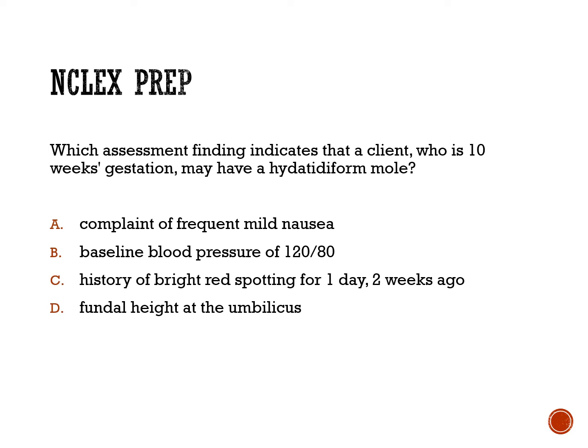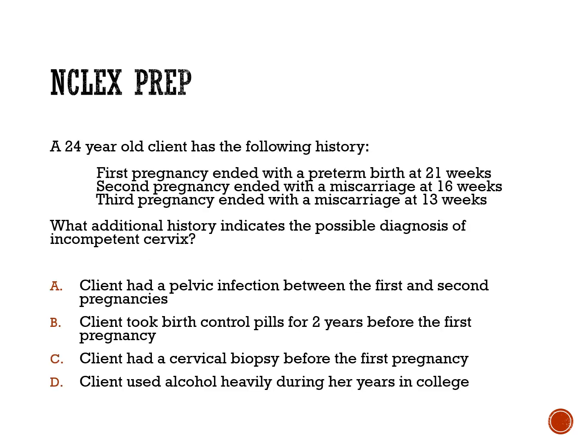So let's look at some questions here. Which assessment finding indicates that a client who is 10 weeks gestation may have a hydatidiform mole? A, complaint of frequent mild nausea. B, baseline blood pressure of 120/80. C, history of bright red spotting for 1 day about 2 weeks ago. Or D, fundus at the umbilicus. So our answer is going to be D. You're going to have a uterus that is oversized for the gestational age that she is.